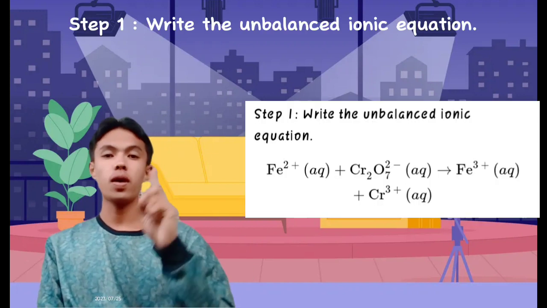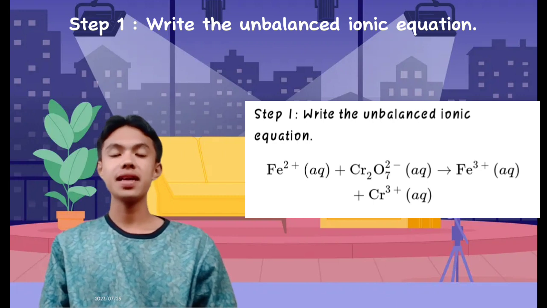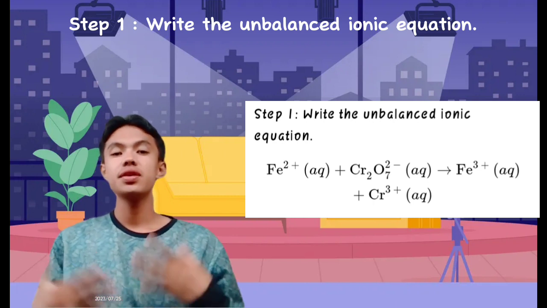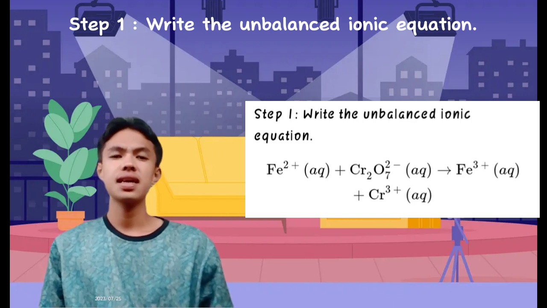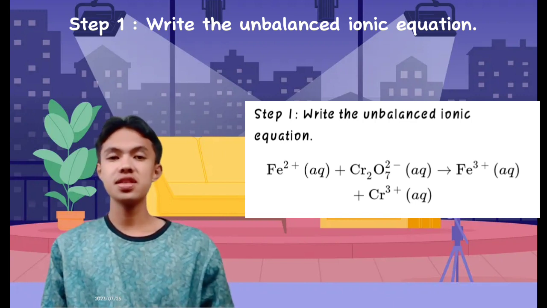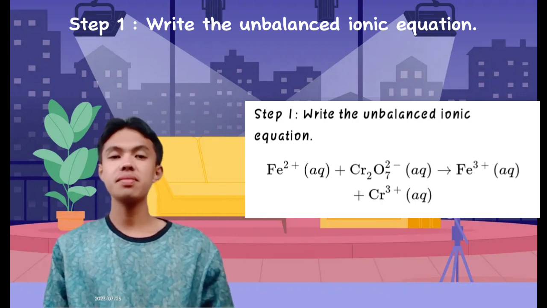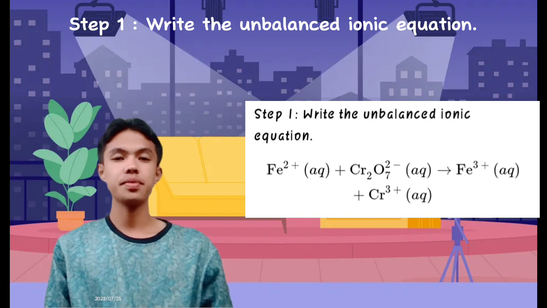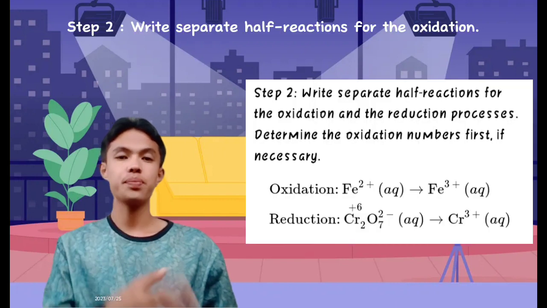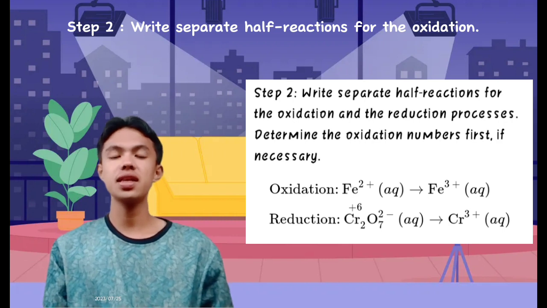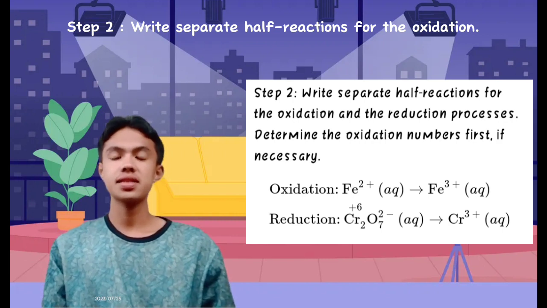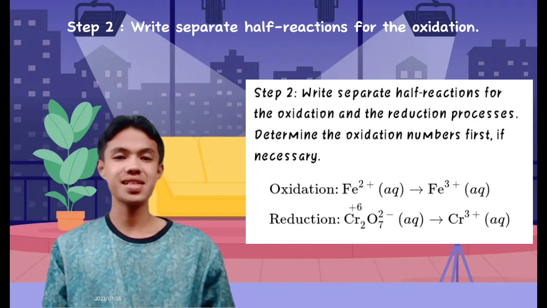Step 1. Write the unbalanced ionic equation. Notice that the equation is far from balanced, as there are no oxygen atoms on the right side. This will be resolved by the balancing method. Step 2. Write separate half reactions for the oxidation and the reduction processes. Determine the oxidation numbers first if necessary.